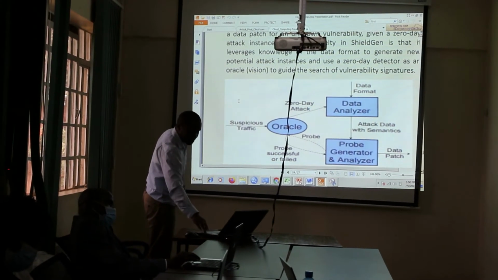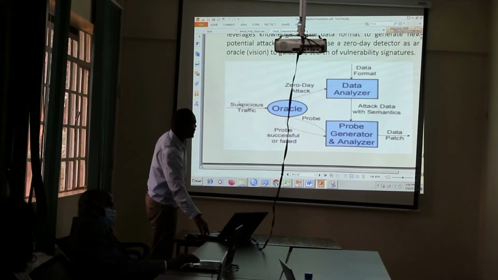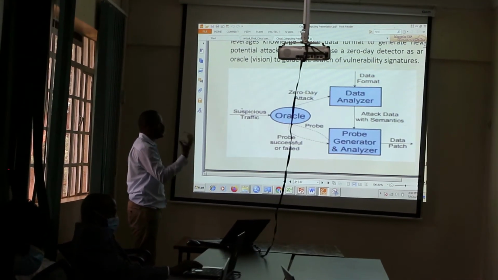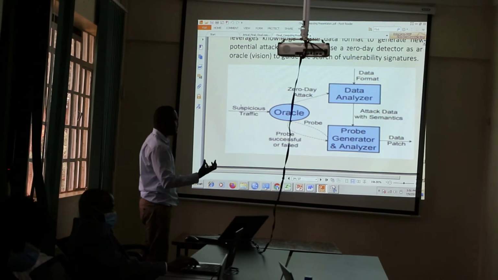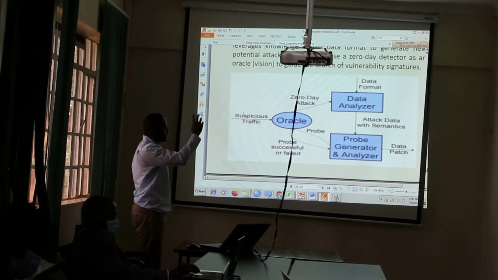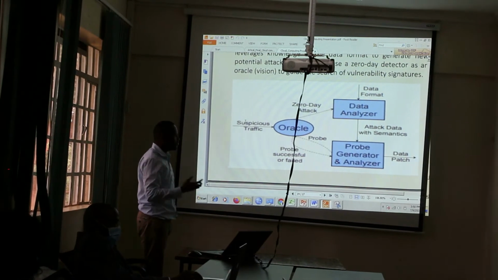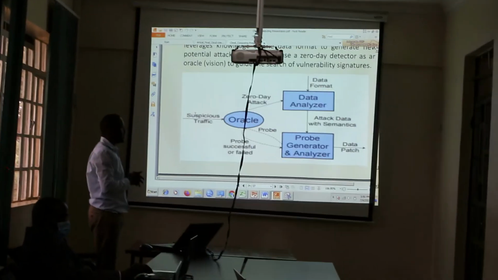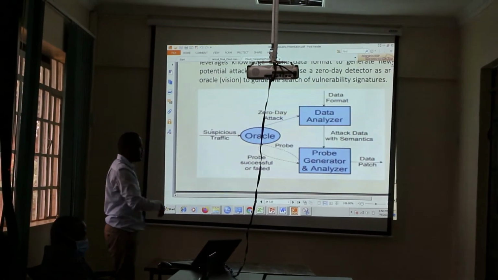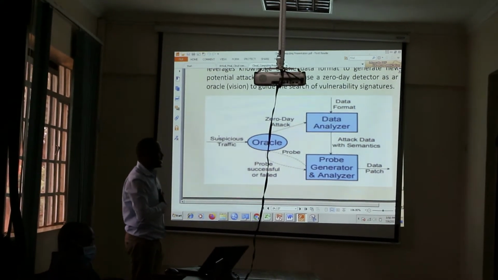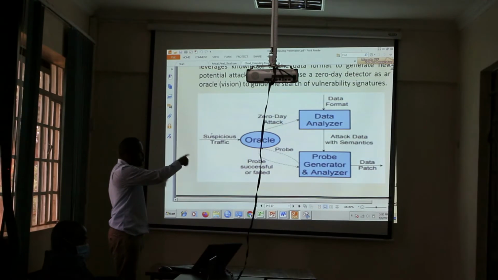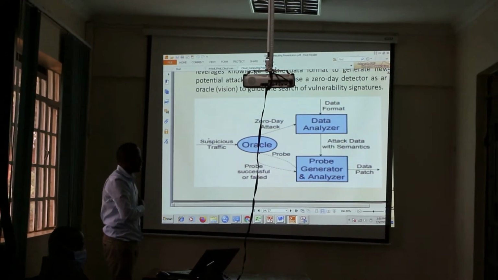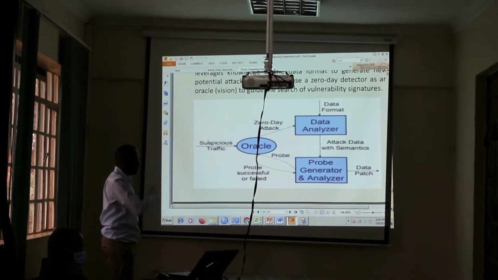So we have that particular diagram showing that. You have an oracle which creates like a vision. It has a storage, something like a knowledge. Then you have data format, which analyzes all the kinds of data format which can be used. The oracle you can also look at as a database. Then you have the probe generator and analyzer. The probe generator continues probing those particular vulnerabilities and at the same time initiating their patches. So we have a data patch at the same time patching those particular vulnerabilities.